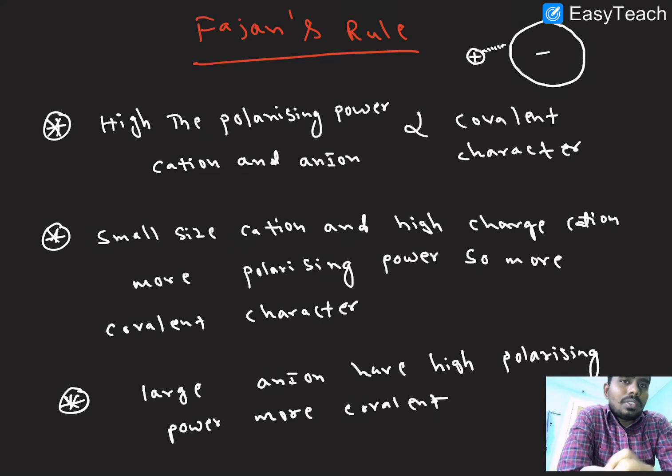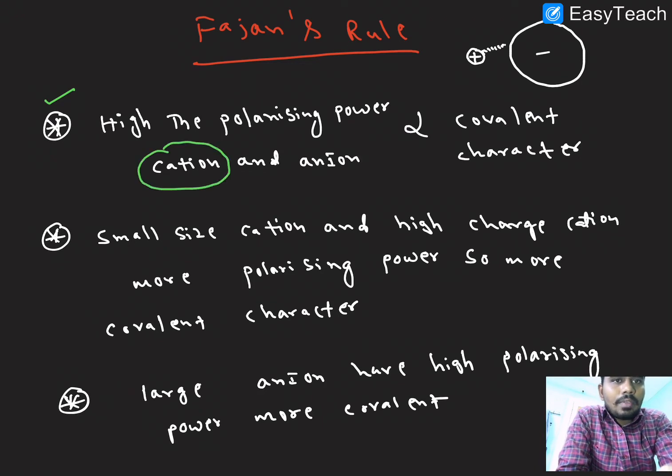So what are the rules they are giving in Fajans? Let me explain now. The first one is that high polarizing power of cation or anion is directly proportional to covalent character. Exact meaning: the polarizing power is more, the covalent character is more. So that cation and anion.